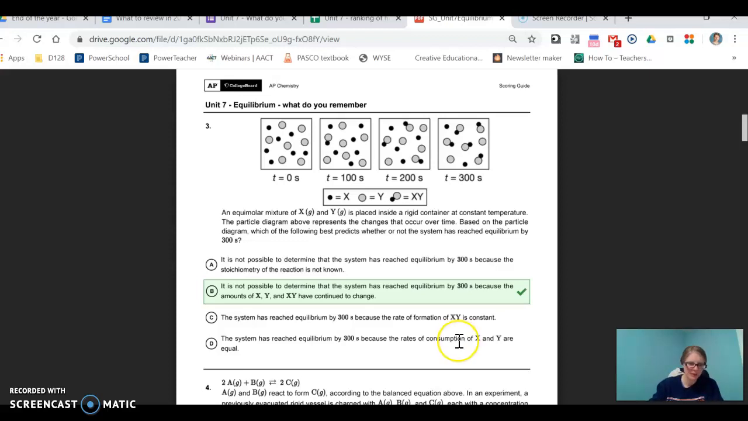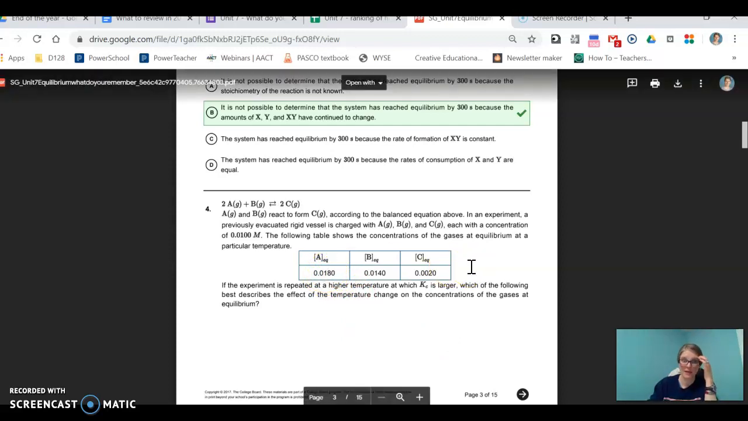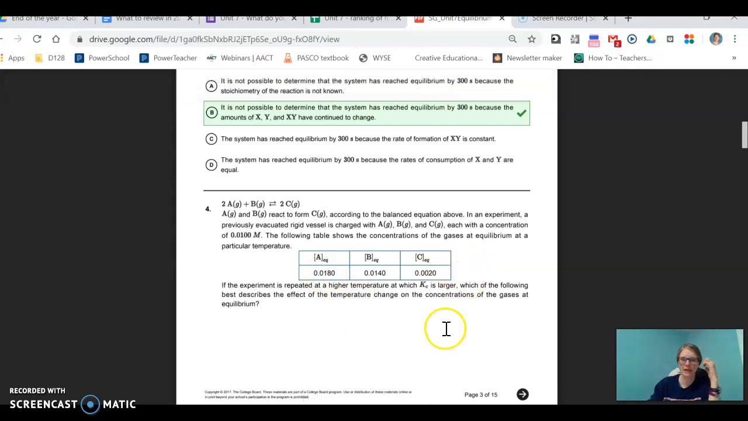Okay, moving on to number 4. So this is the equilibrium values that they have. And it says if the experiment is repeated at a higher temperature, K changes with temperature, at which the K is larger, which of the following best describes the effect of the temperature? So if K is larger at a higher temperature, that means the reaction proceeded towards the products, towards C.